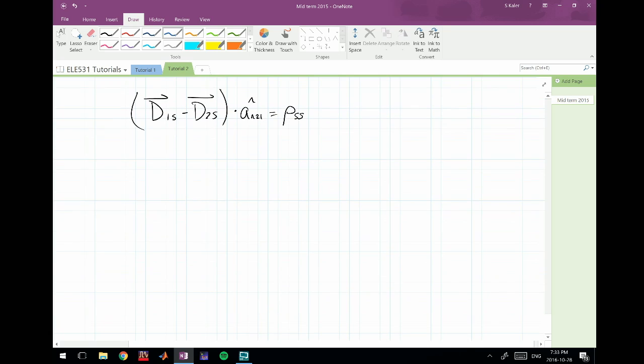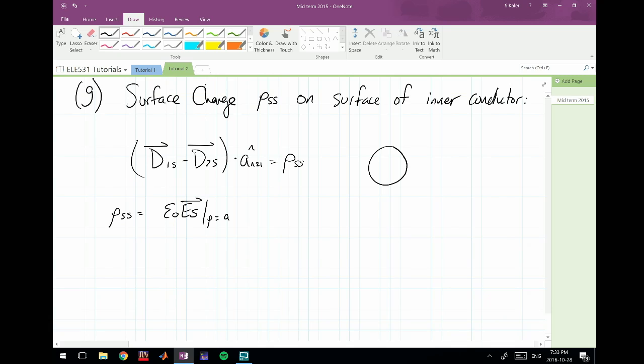Okay, so we get that rho s. D1s is going to be epsilon naught Es at rho equals a. And for D2s, what I'm imagining here, I probably should draw it out, is this is the sort of thing we have. I'm calling this region 1 and this region 2. So region 2 is the solid part of the conductor. The other one's free space. So that's why I have epsilon naught Es, because I'm going from free space into the conductor.